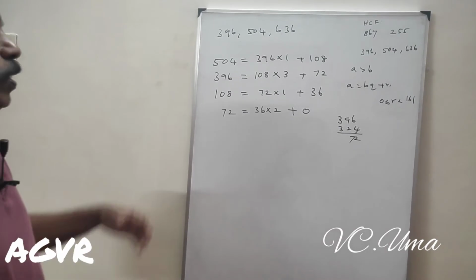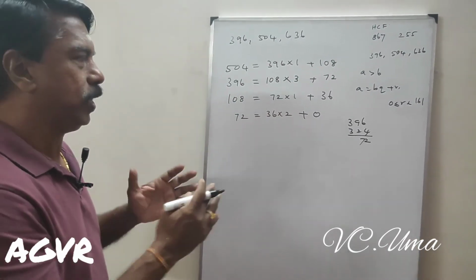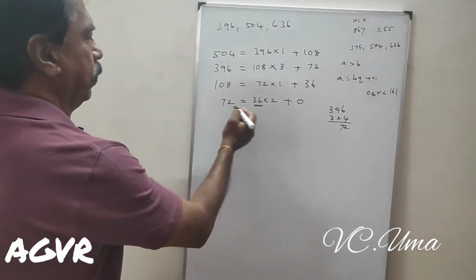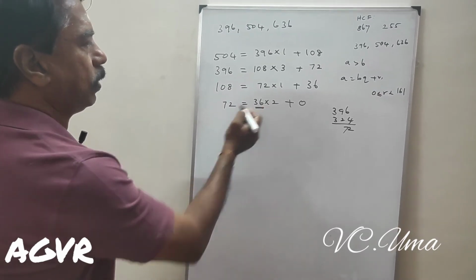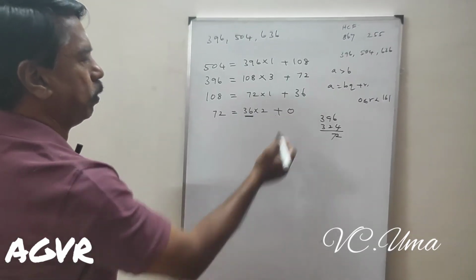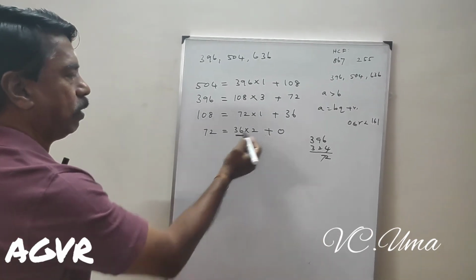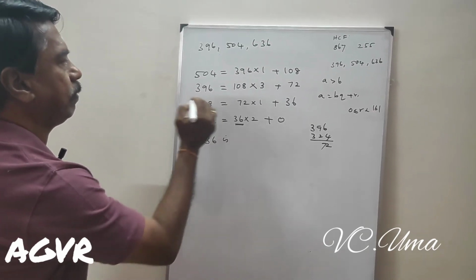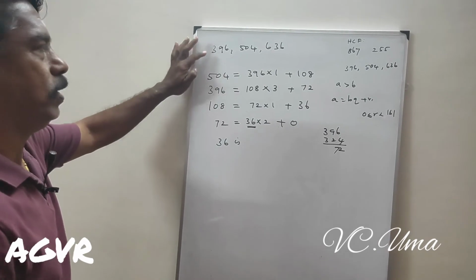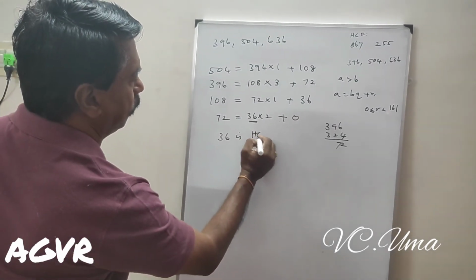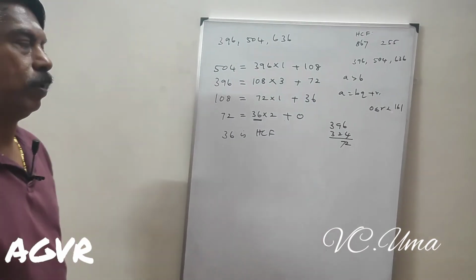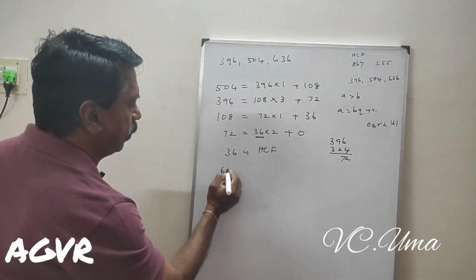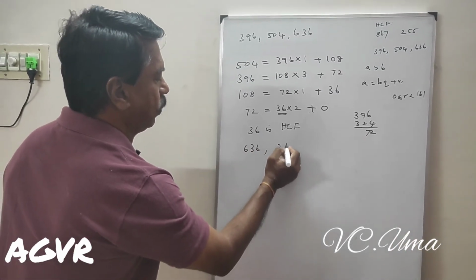So this division lemma we continue till we get 0 to get the HCF. Therefore now this is 36. When 72 is divided by 36, we get 36 into 2 plus 0. Therefore 72 is exactly divisible by 36, and now 36 is the HCF of these two numbers, 504 and 396. Now we take this 36 and 636.